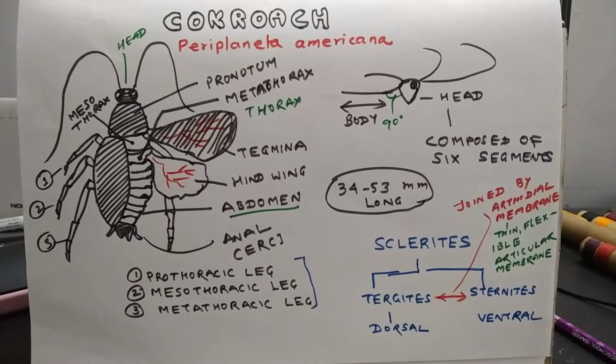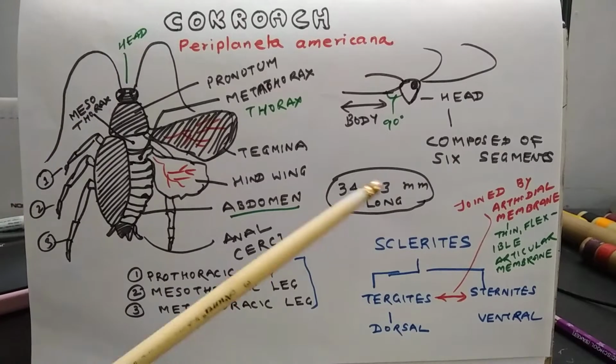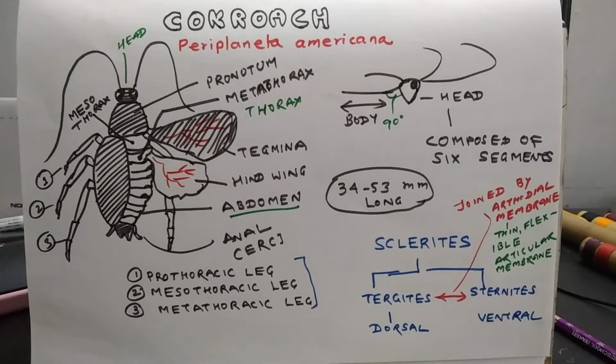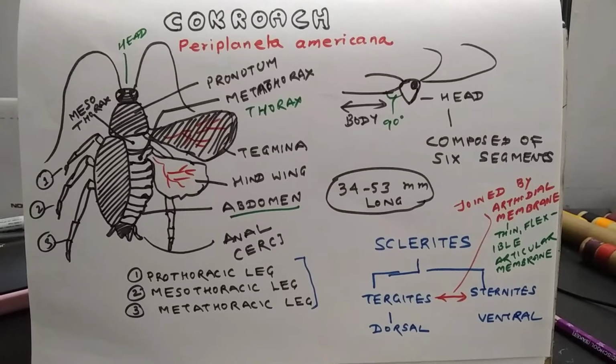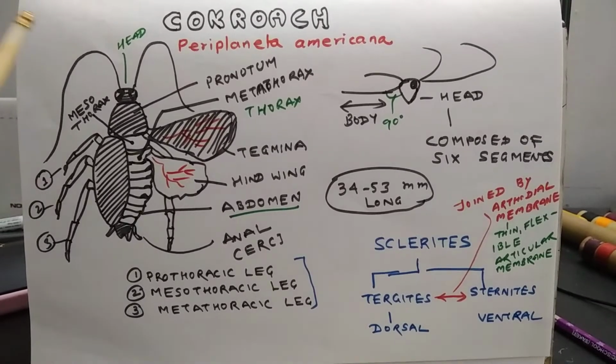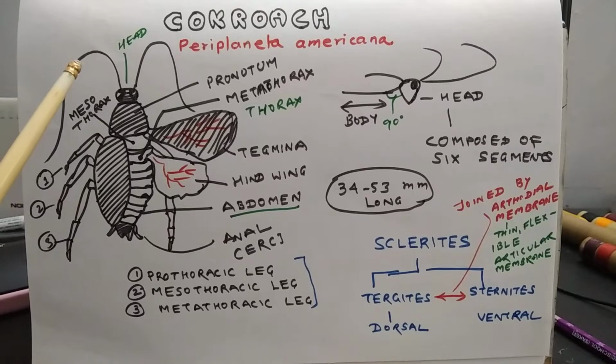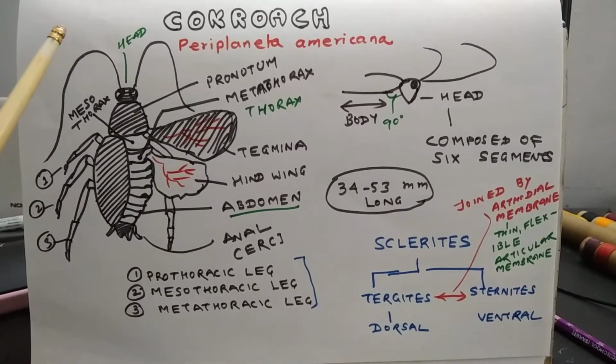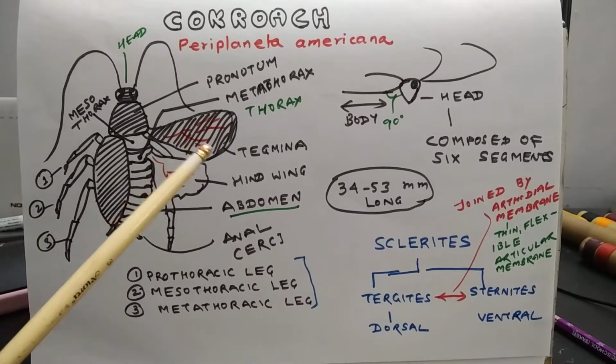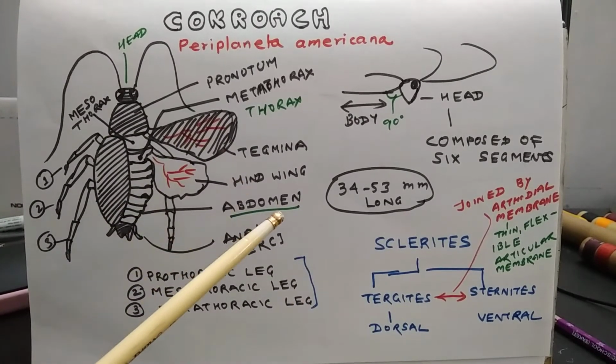In this lesson, you will learn about morphology and anatomy of cockroach. The common cockroach which we see in our houses, in our kitchens, is known as Periplaneta americana, that is the scientific name. And this cockroach is around 3.5 to 5.5 centimeters long.